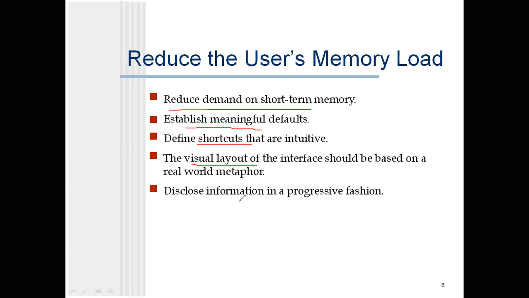Next, the last one: disclose information in a progressive fashion. Sometimes you need to disclose the information progressively. If it is a heading, you have seen this. Now you are listening to this class. How do you identify and differentiate that this is the heading and these are the subheadings?